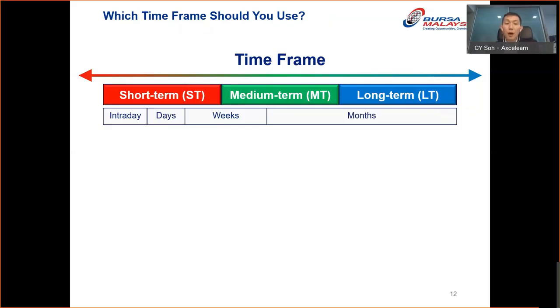And months is actually quite overlapping between medium term and long term. We have 1 month up to 12 months, right? So this is a general time frame that I would put. And let's look at the 2 common trading styles that we have in our trading.